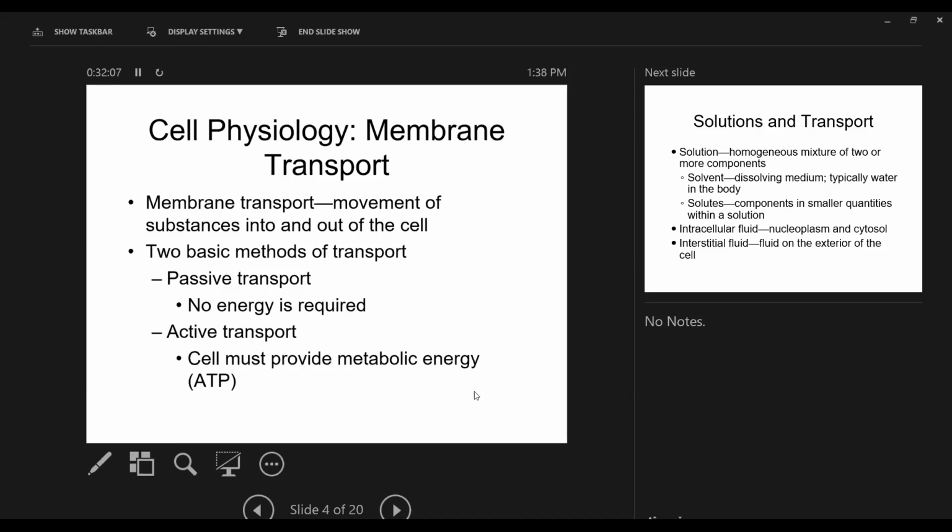Active transport, it must be something that's really important to the cell because it's going to have to pump it against its concentration to get it in. And it will spend the resources, it will spend the ATP to get stuff inside the cell.